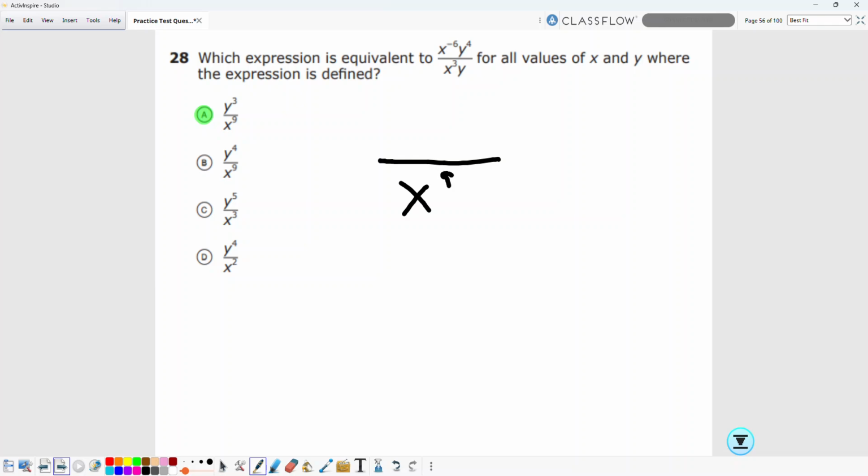Then I look at the y component. I have a y to the fourth in the numerator, a y to the 1 in the denominator. I'm going to subtract 1 from the y's. So the y goes to the 0 and just disappears. And that leaves me the y to the third. That's all there is to it. There you go.